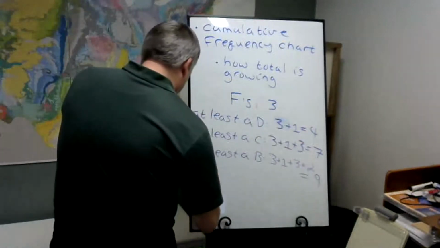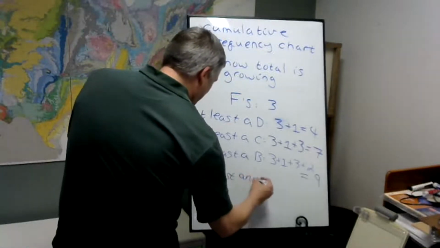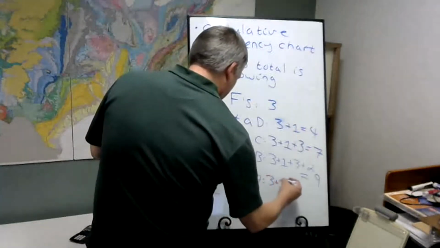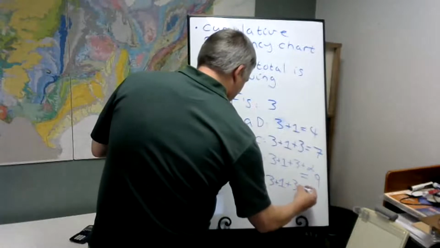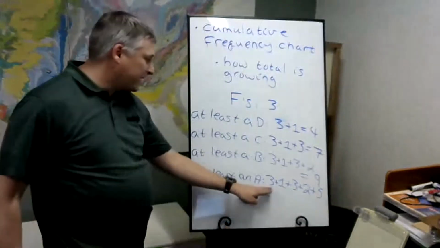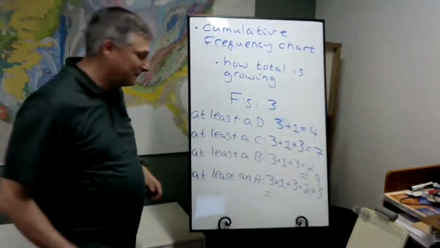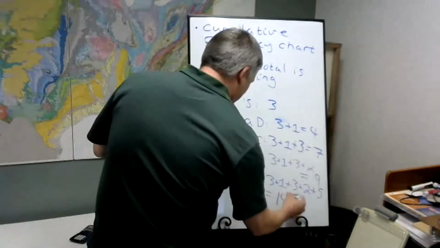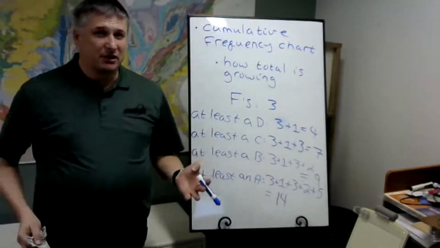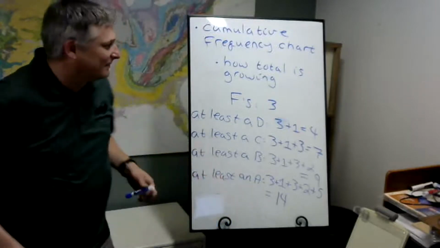And then finally, at least an A. Plus 5 A's. So we have 3 F's, 1 D, 3 C's, 2 B's, and 5 A's. And that comes out to the total of 14. So now we're going to put this in a chart. And again, we're going to see if this helps us see some kind of pattern.